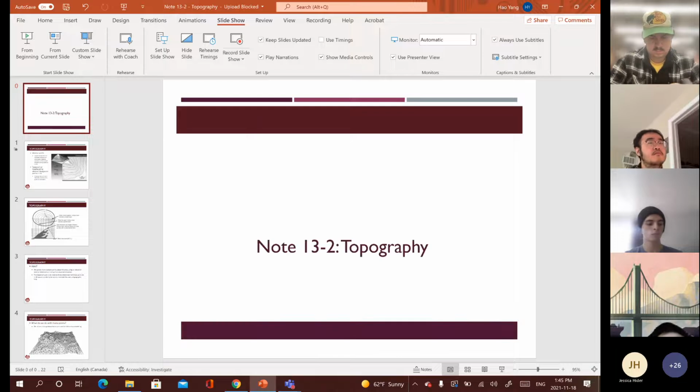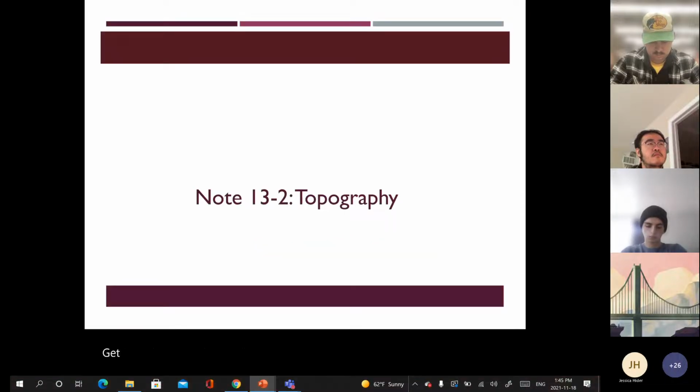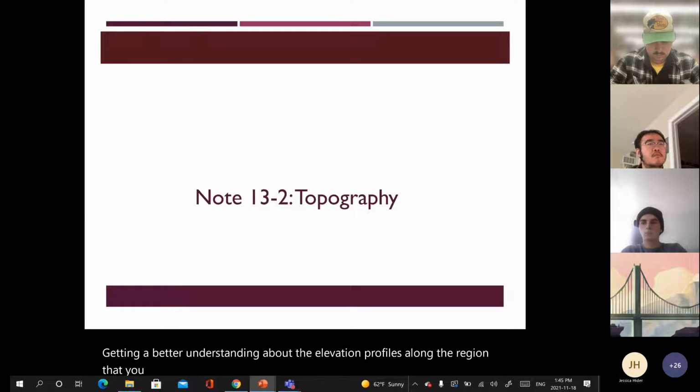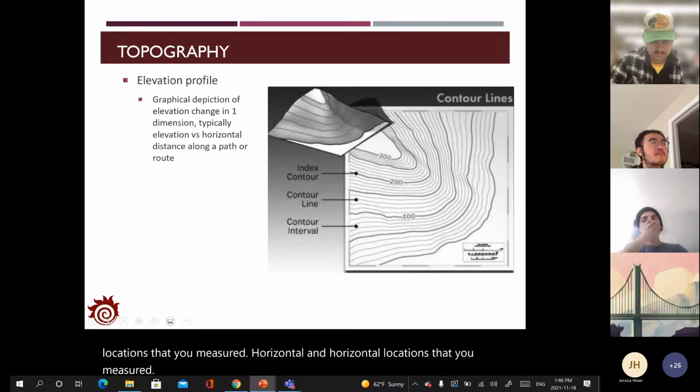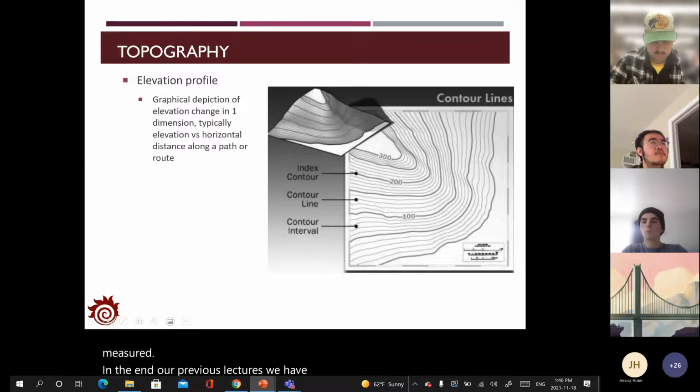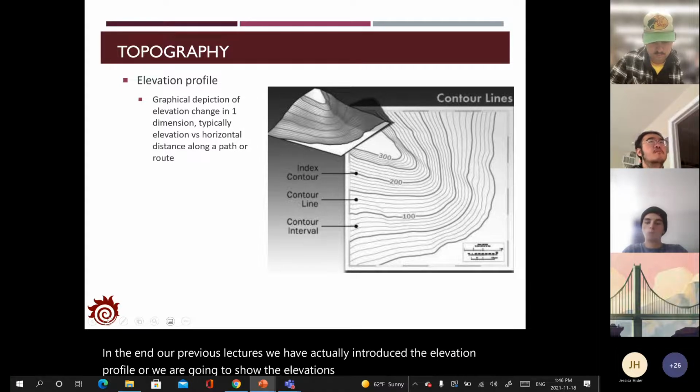Okay, so topography is another technology that we can apply to get a better understanding of the elevation profiles along the region that you measured, especially the connections between the elevations and the horizontal locations that you measured. In our previous lectures, we introduced the elevation profile, which shows the elevations at different horizontal locations.